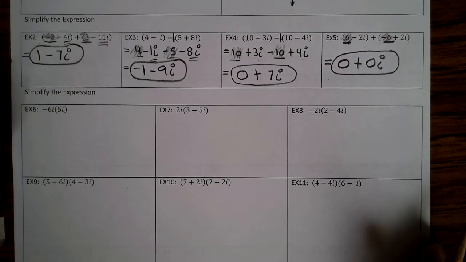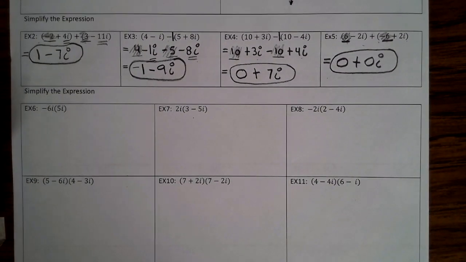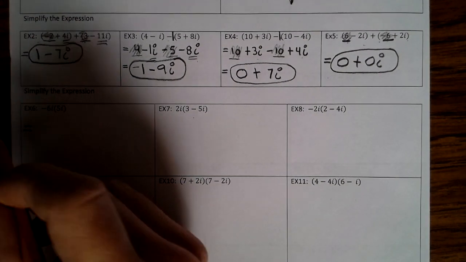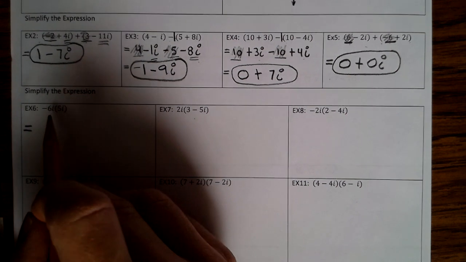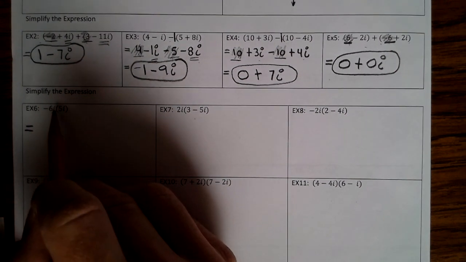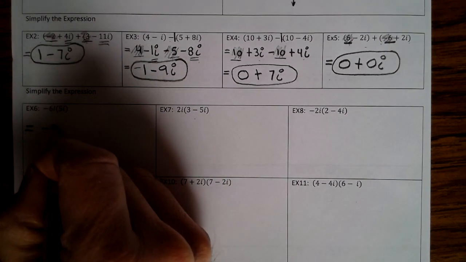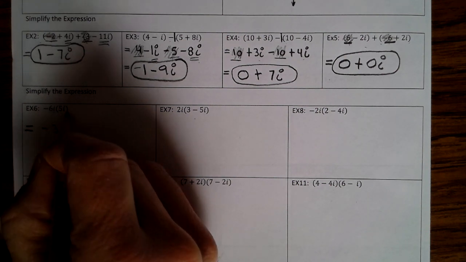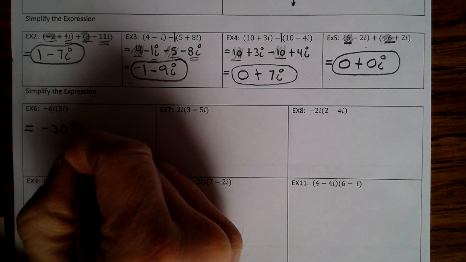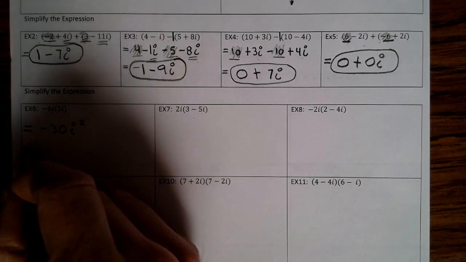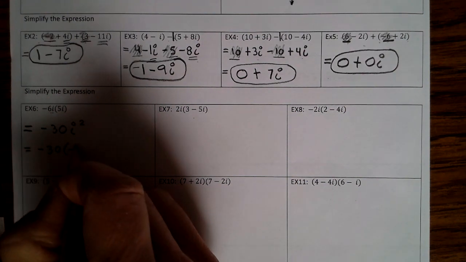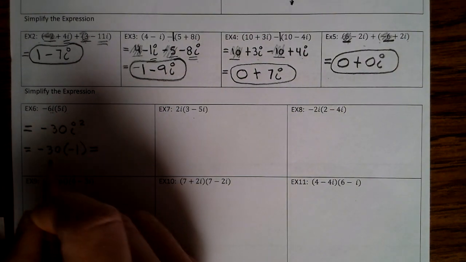Simplify the expression. Example 6. Well, here we just multiply. So then that's negative 6 times 5 is negative 30. i times i is i squared. Well, we know from our notes that i squared is negative 1. So negative 30 times negative 1 is a positive 30.